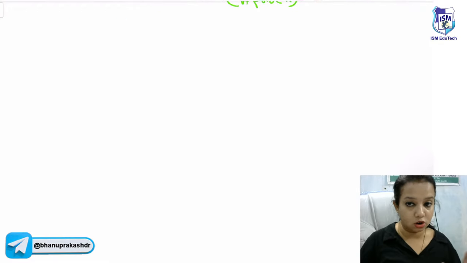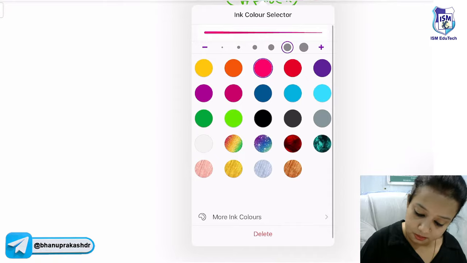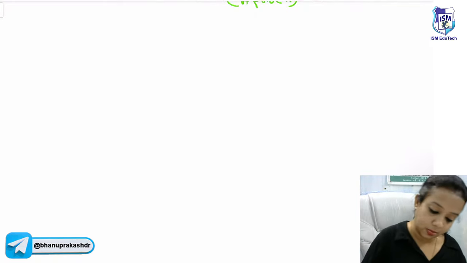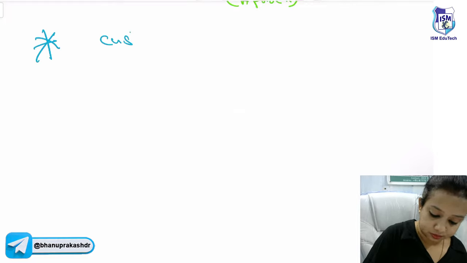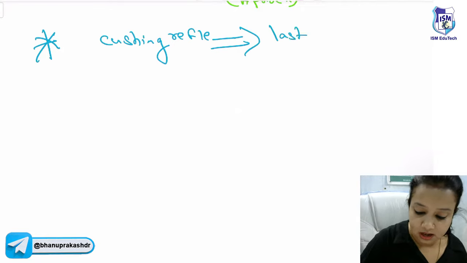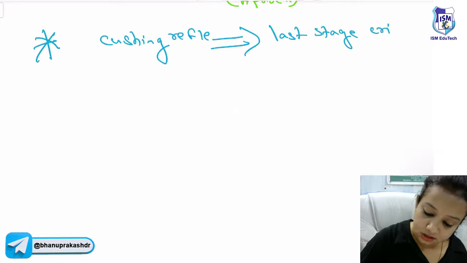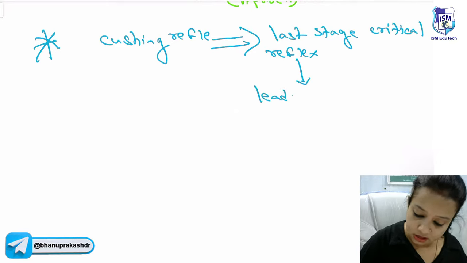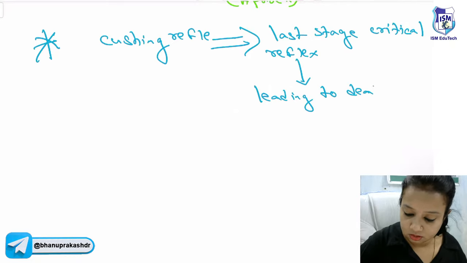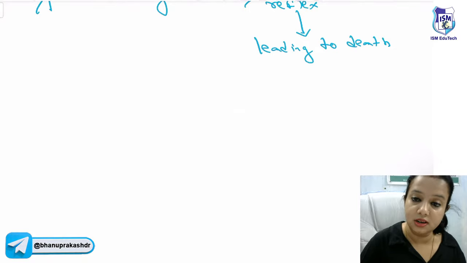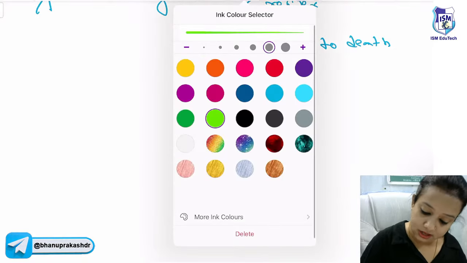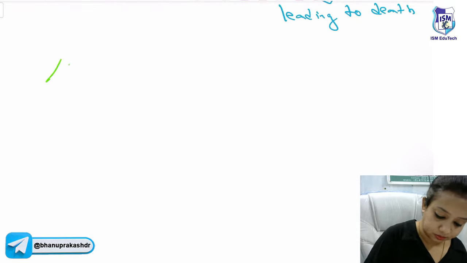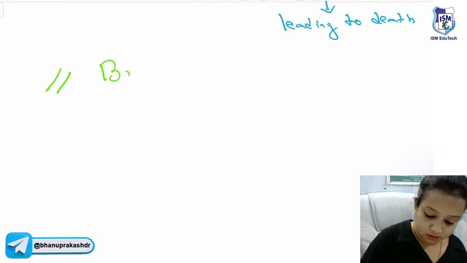Now, if we integrate all these reflexes as high yield to remember, we can remember the Cushing reflex. What is it? It is the last stage, a critical reflex leading to death. Okay, it may lead to death. It is a very critical reflex.